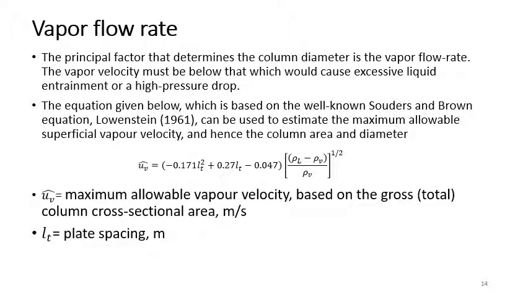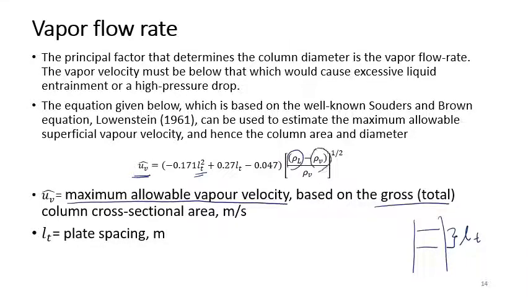So one way is to use this equation. The UV here is the maximum allowable vapor velocity based on the gross or total column cross-sectional area. LT here means the plate spacing. So in your column, what is the space between one plate and another? That is your plate spacing. Then rho L is the liquid density, and rho V is the vapor density. So this is one way to determine the maximum allowable vapor flow rate.